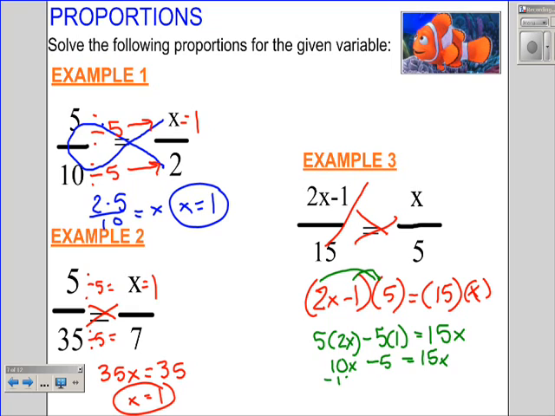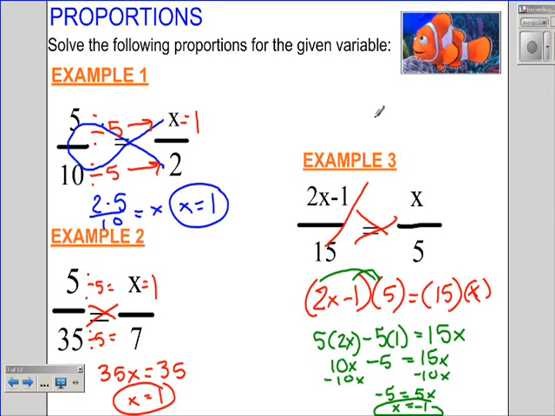So I'm going to need to subtract this 10x. Move all my x's over here. So I have negative 5 equals 15 minus 10 is 5x. So x is going to equal negative 1 because positive times a negative will give me a negative, and 5 times 1 is 5. So I get a negative 1.